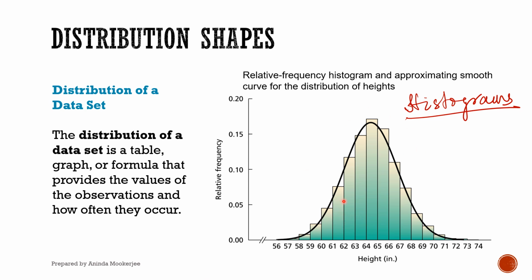And they can come in different shapes. They may not always be a smooth curve like you see in this picture. All right, so let's quickly read what this says here. The distribution of a data set can be in the form of a table, like a frequency table, a graph, which is this picture here. A histogram is kind of a graph, and this curve is also a graph. Or a formula that provides the values of the observations and how frequently they occur.